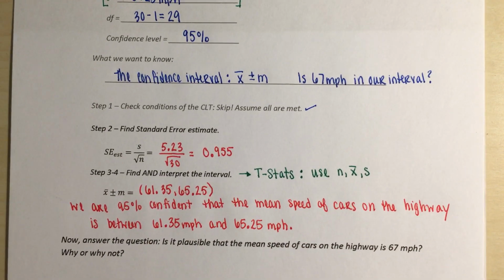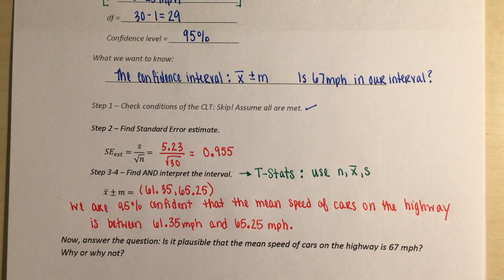Again, our confidence intervals are not just percents like they were back in chapter 7. So we want to make sure we get a nice sentence, we get everything labeled appropriately when we are doing our interpretation as well. So we are 95% confident that the mean speed of cars on the highway is between 61.35 miles per hour and 65.25 miles per hour.